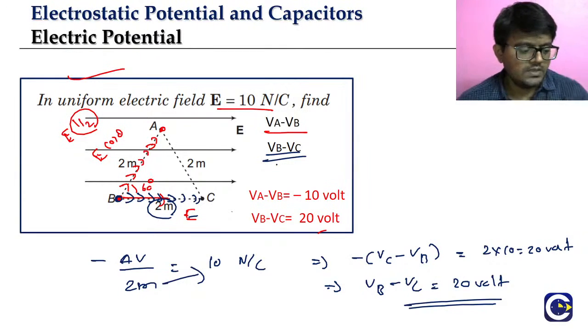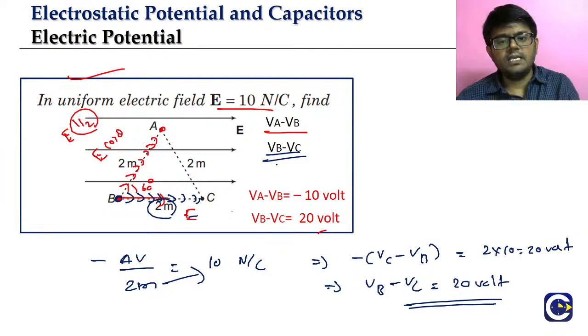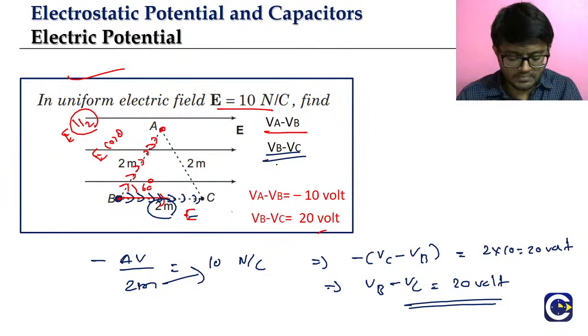Okay. So this is how we will have the electric field and potential relation in case of the uniform electric field. Okay.